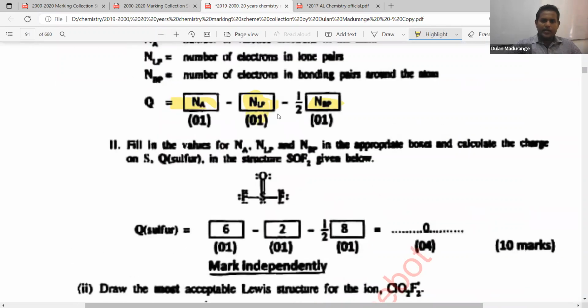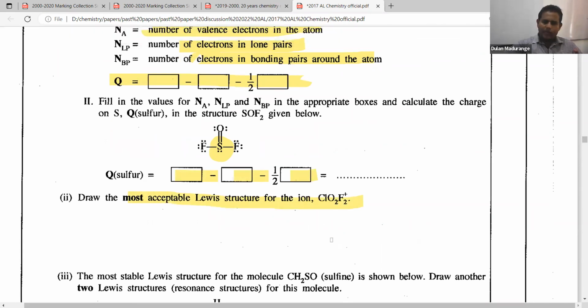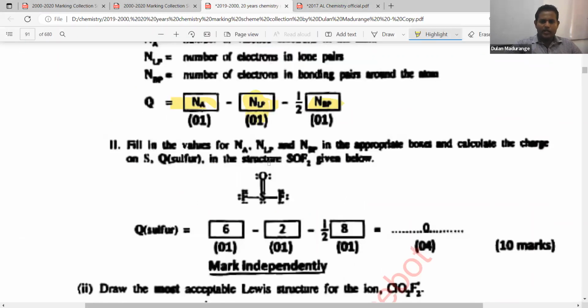After that, you get here, and the question they're asking is, you have to fill this, and then draw the most acceptable Lewis structure for ClO2 plus. Actually, chlorine is the central atom here because it is electropositive. Chlorine is electropositive, so chlorine would be the central atom here, and the positive charge also you have to allocate towards chlorine. The positive charge is only on chlorine, so that would be electropositive. Okay.